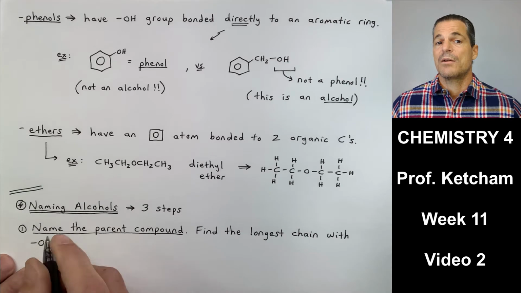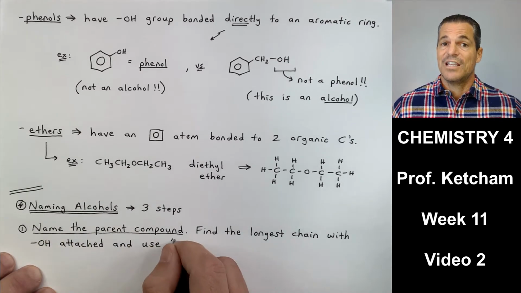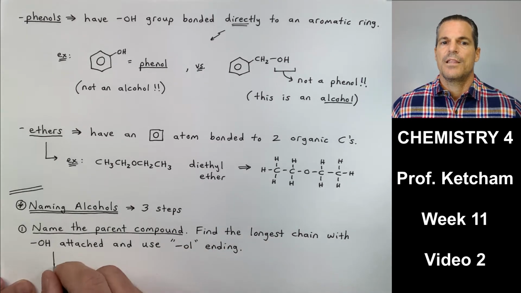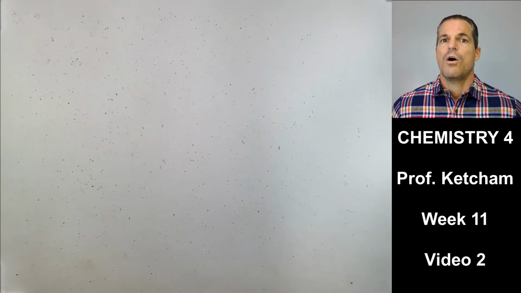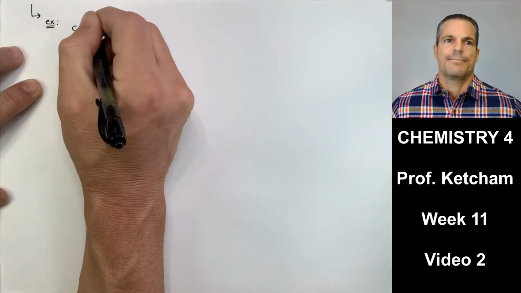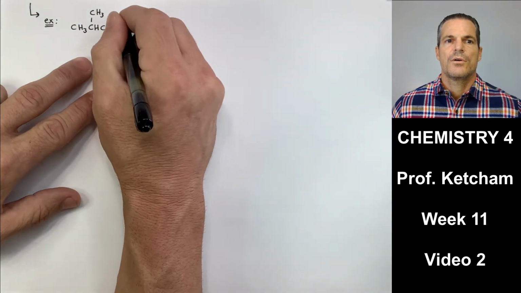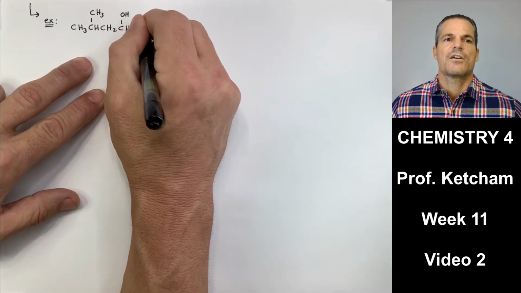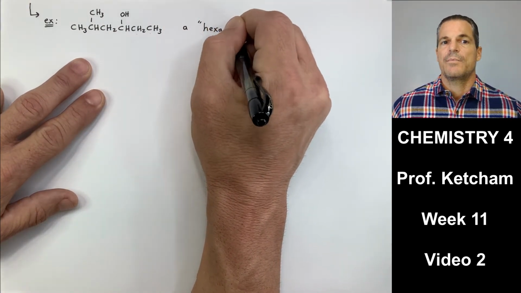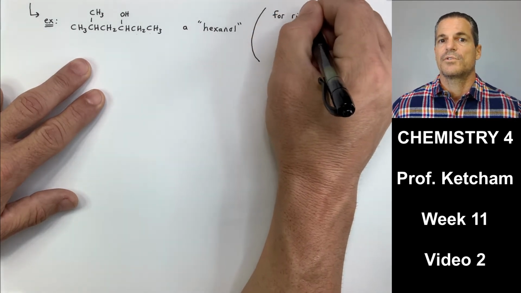First, you're supposed to name the parent compound. And if it's an alcohol, you darn sure better have the OH in the parent compound. So find the longest chain with OH attached, and then we use the OL ending, all, like alcohol. So let's do an example and then figure out how to name it. All right, the example here, I've got CH3CH2 with a CH3 off of the 2nd carbon in on the left. And so I see the OH has to be in my chain. This is going to be a 6-carbon chain with my OH in it, so it's some sort of hexanol.